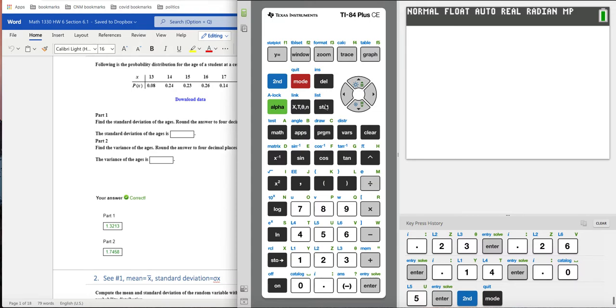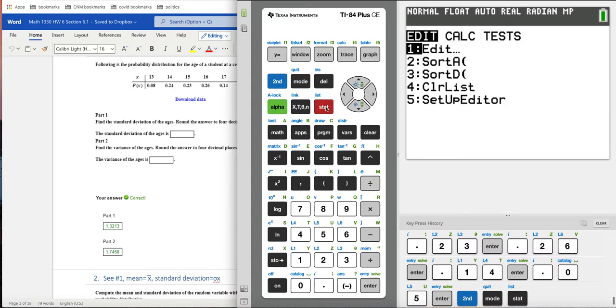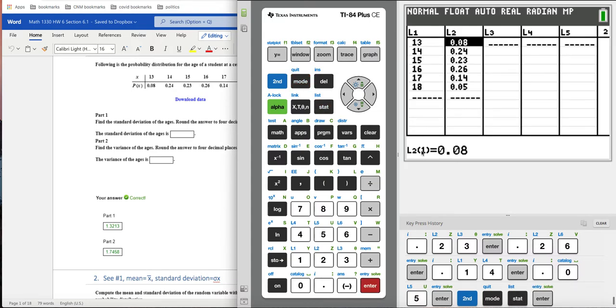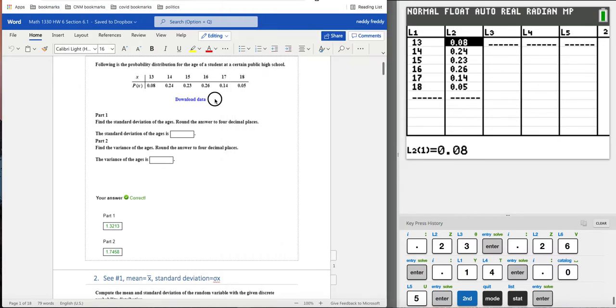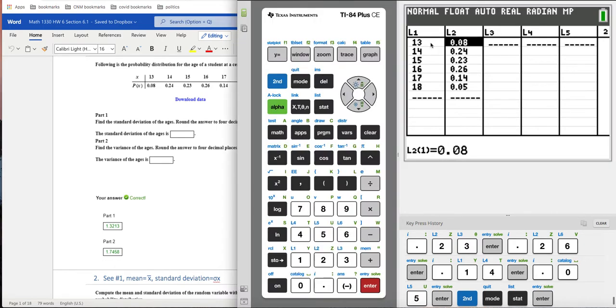So you'll go to stat edit, and in L1 you'll put the x values that are given, and in L2 you'll put the probability. That probability ends up being the frequency, what you're weighting each number in L1 by. And I've already put those numbers in there.